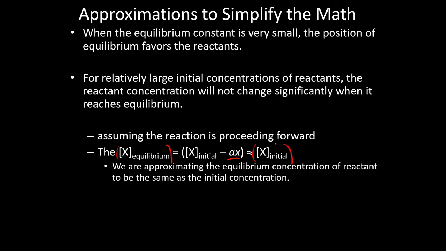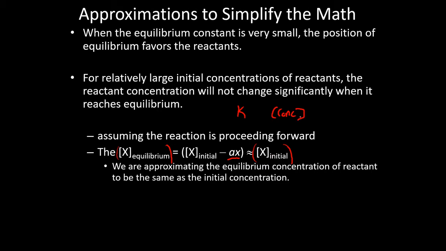Now again, this is not always going to be the case. This is only the case if we have a relatively large initial concentration and relatively small K value. The general rule of thumb that I use to determine if I should even attempt to use this rule is if the difference between K and the concentration is greater than 4 orders of magnitude, then I will attempt it.